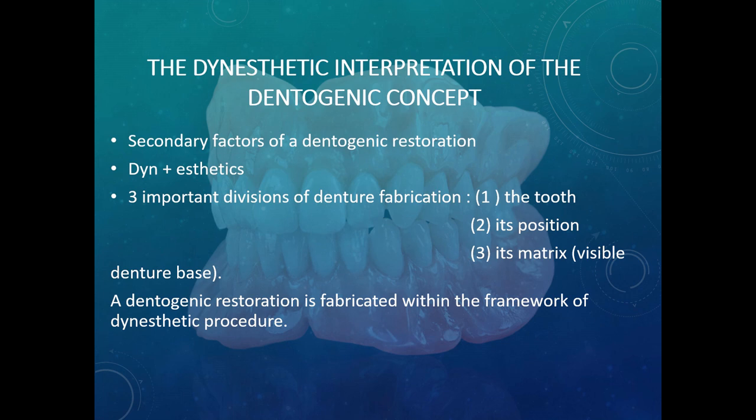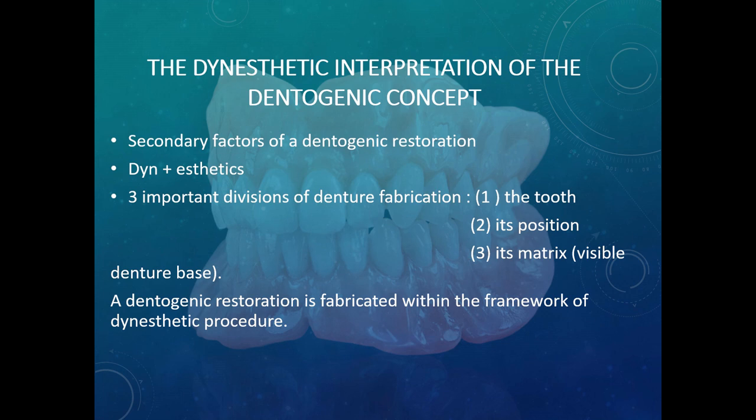So, to construct a dentogenic restoration effectively, along with the SPA factors, there should be a detailed consideration of three equally important parts of the denture, that is the tooth, its position, and the matrix, that is the denture base.